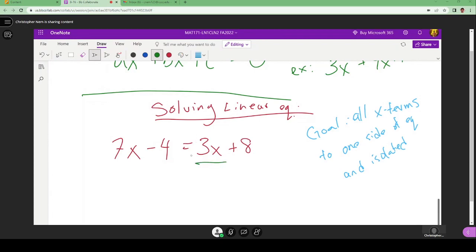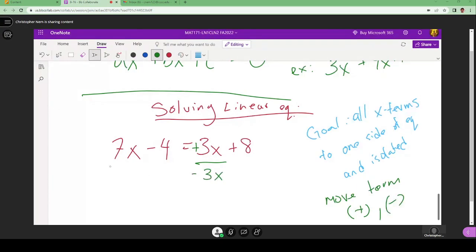Well, we have to move an entire term. We can't just move individual pieces in our term. We cannot just move the 3 without the x. So to move a term, remember terms are separated by addition and subtraction. So to remove a term, we have to undo what's happening with that term. And in our case, we have addition. So to move a term, add or subtract. You're going to subtract 3x to both sides.